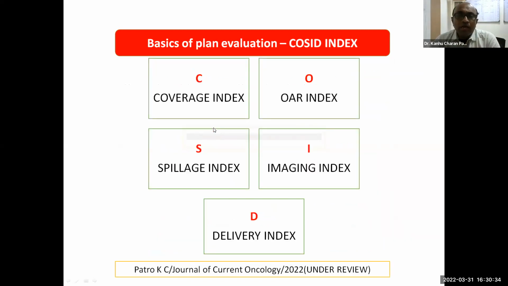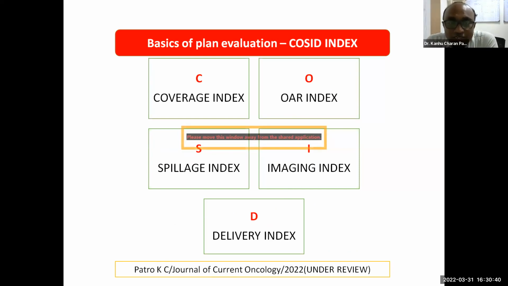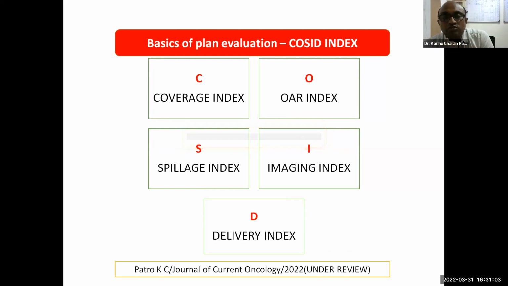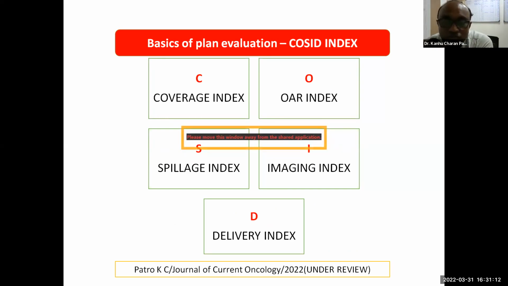I have developed a plan evaluation technique known as the POSIT index. It is already accepted in the journal and yet to be published. Now, what is the POSIT index? If you want to evaluate a plan: C for coverage index, O for OAR index, S for spillage index, I for imaging index, D for delivery index. This is known as the POSIT index. For any plan, either 3D, IMRT, VMAT or SRS, if you go step by step from C to D, most of the things will be covered. Hopefully by July you will get this paper.